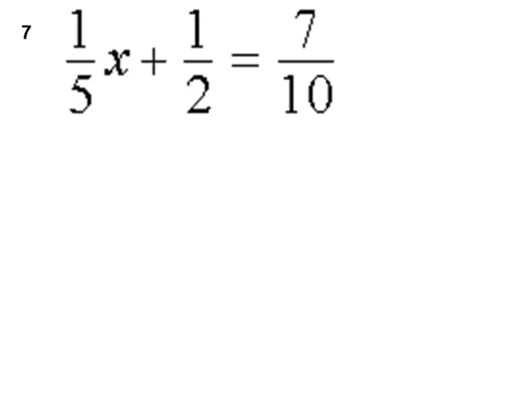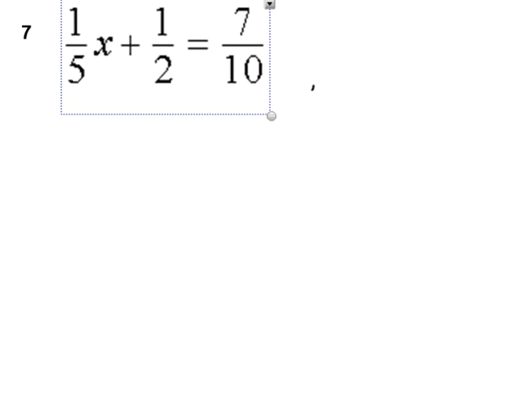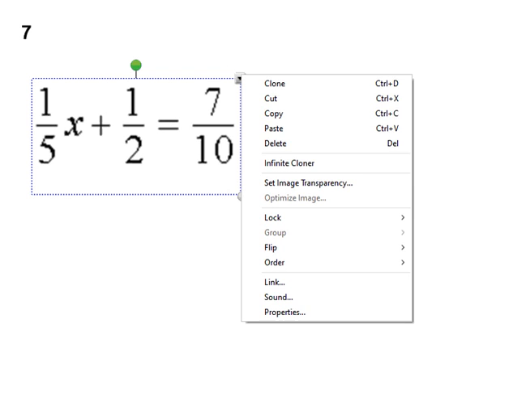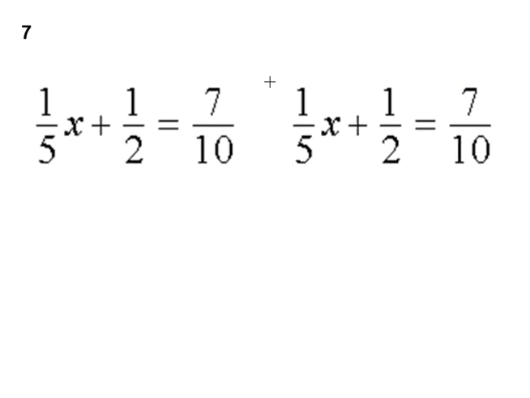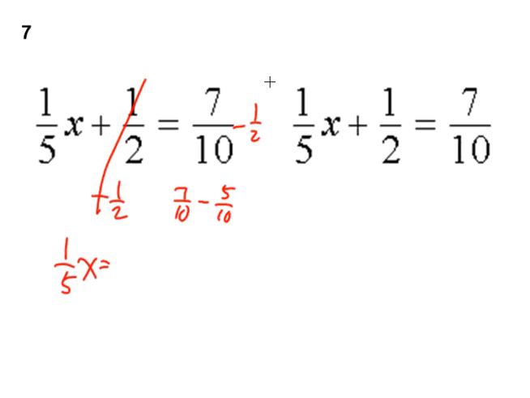Question 7. Now there are two ways to do this, and I will do it both ways. I can grab it here, bring it down, clone this, bring it over here, and we'll do it both ways. So the first way is to subtract a half from both sides. You get rid of the constant. You have a fifth of x is equal to 7 over 10, take away 5 over 10, which is 2 over 10. Or if you wanted to, you could reduce that down to lowest terms. 2 over 10 in lowest terms is 1 over 5.